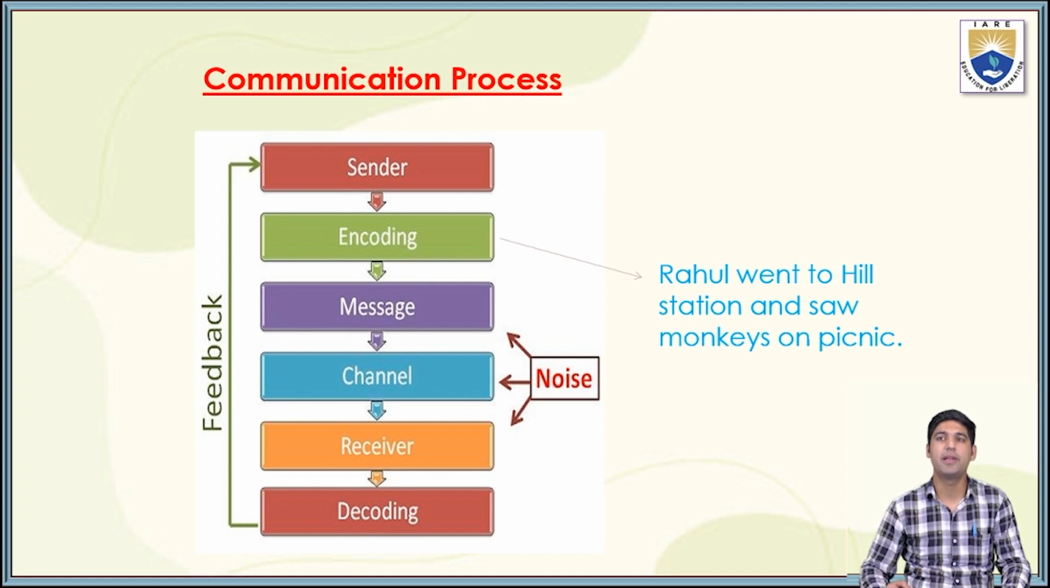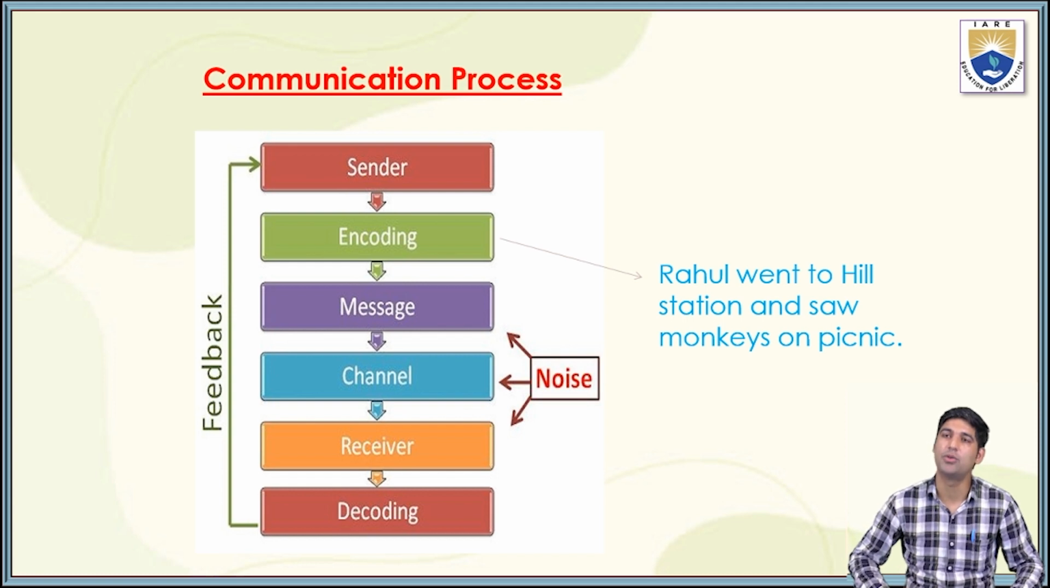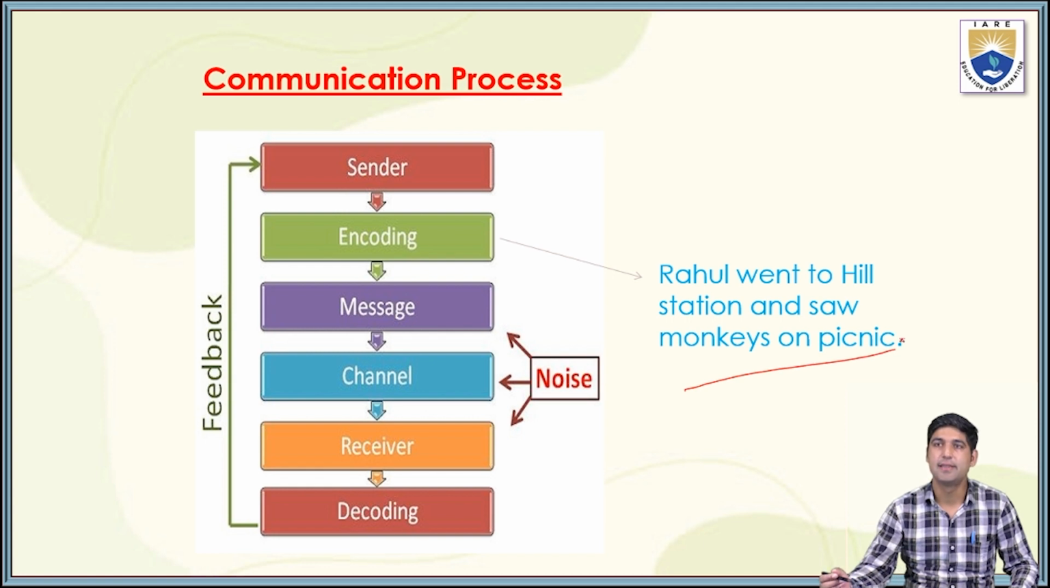I have given a very interesting example I want to quote here. I have written this sentence which says, Rahul went to hill station and saw monkeys on picnic. See, this is how faulty encoding sometimes occurs. And by this example you can know how important encoding is and how one needs to be very attentive when one encodes a message.